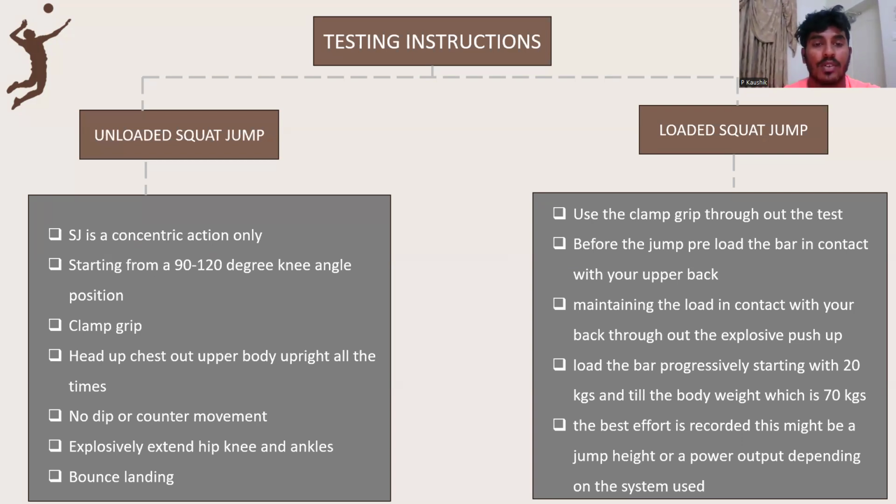The athlete is asked to explosively extend the knee, hip, and ankle joint and jump as high as possible. The athlete should land with legs straight initially, then he should use a bounce landing.